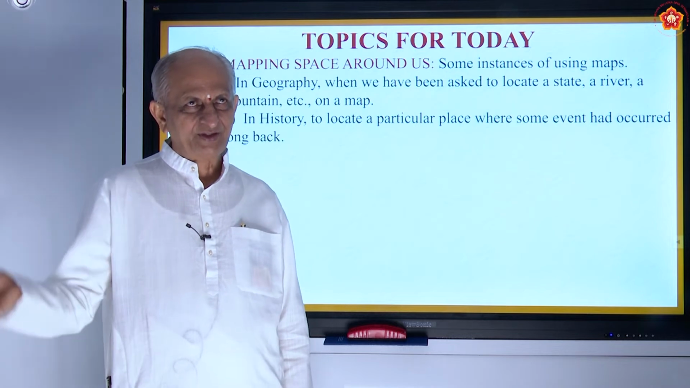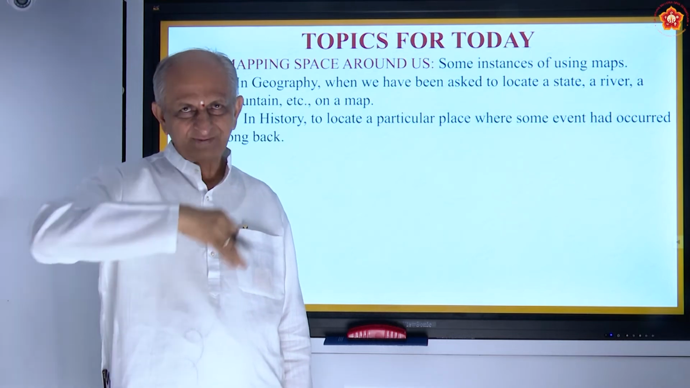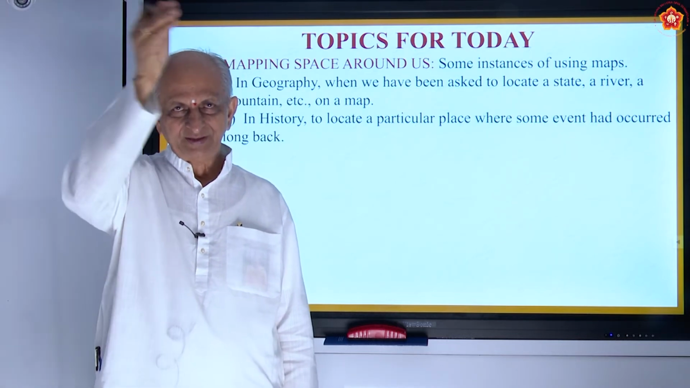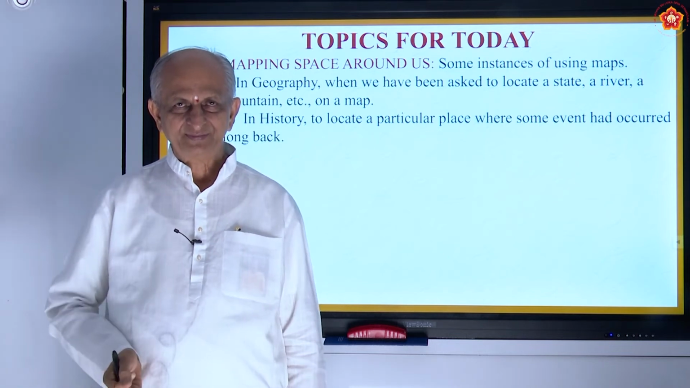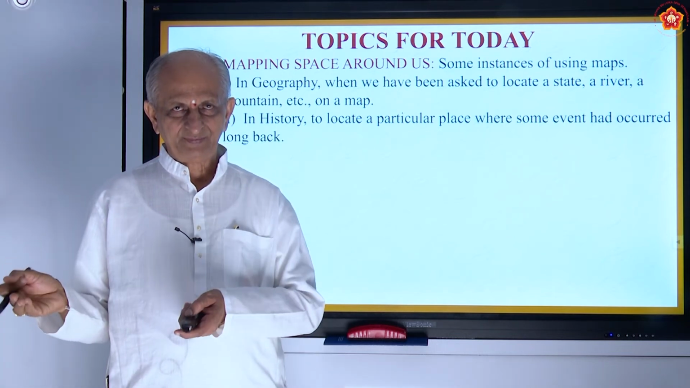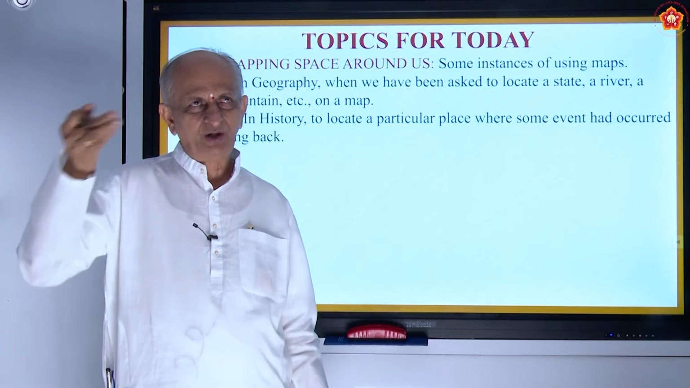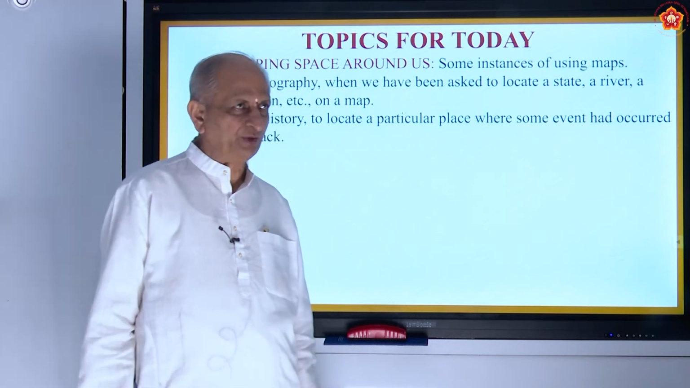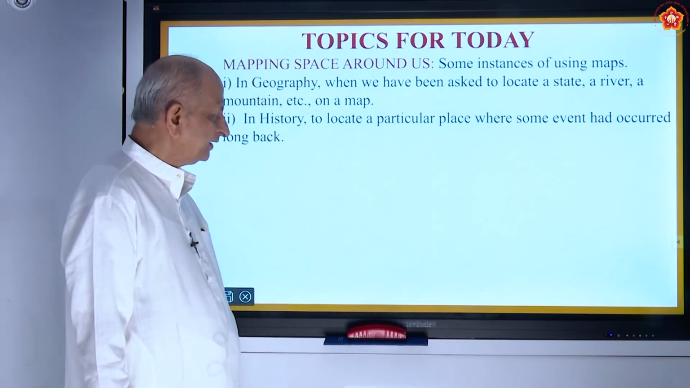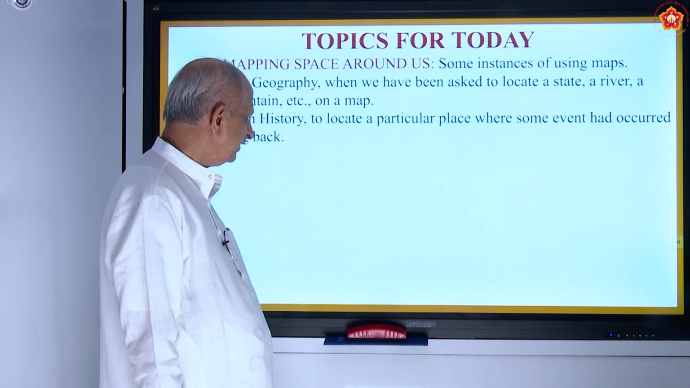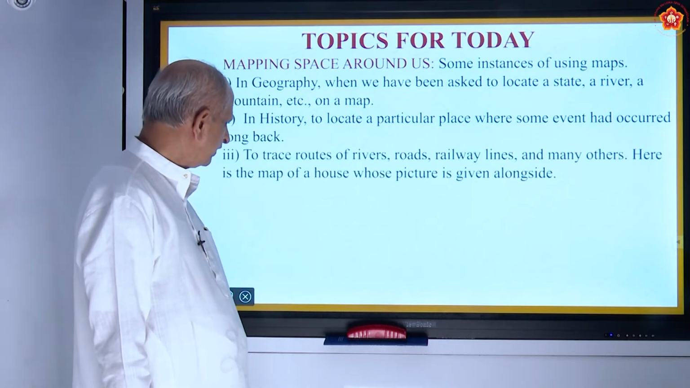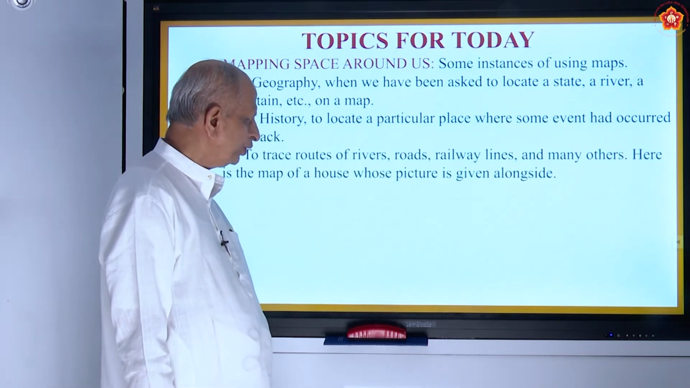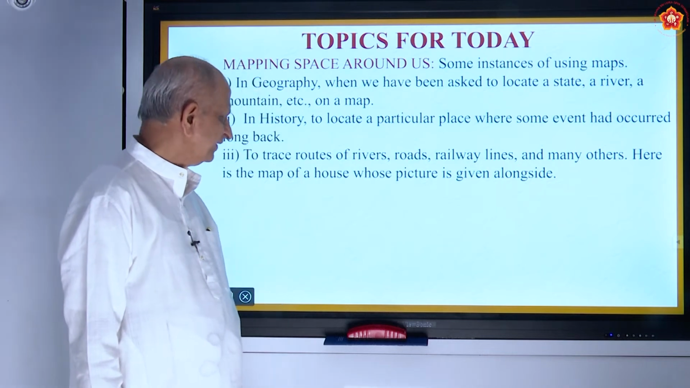And for example, the Mughals were ruling India. In that time, what regions did they have? The Marathas, what regions were they ruling? Is it not? So all different kings were ruling the country. In that, you have to locate it. That is historical. Then also to trace the routes of rivers, roads, railway lines, and many others.